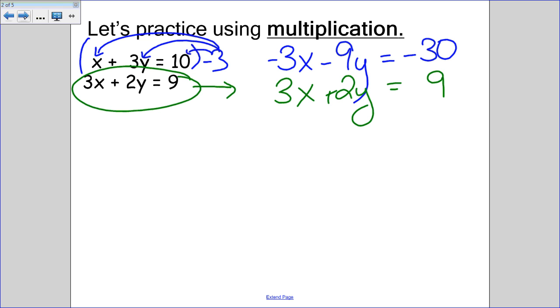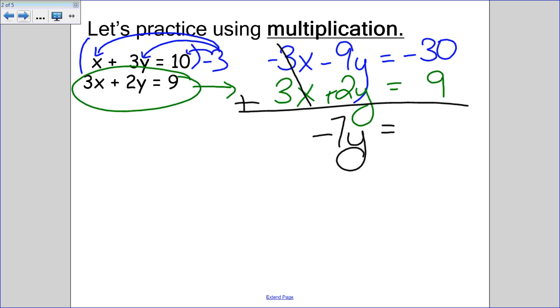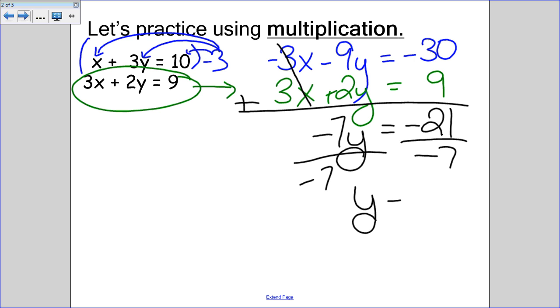Now I can set this up as an addition problem, right? I have opposites now. I have a positive 3x and a negative 3x. If I set this up as an addition problem, I'm going to be able to eliminate my x's. Now I have negative 9y plus 2y equals negative 7y. And then negative 30 plus 9 is going to be negative 21. If we divide by our coefficient of y, we get that y equals 3.